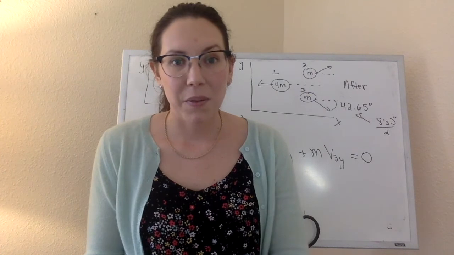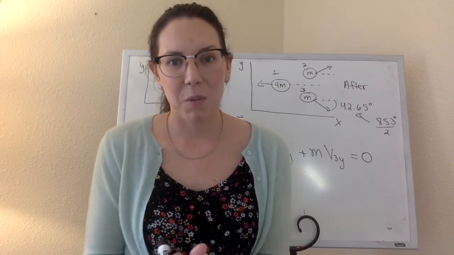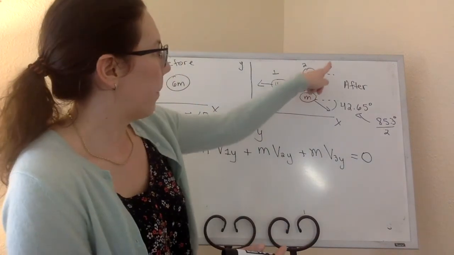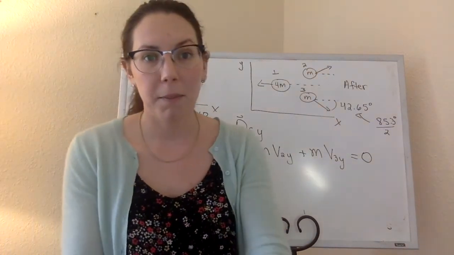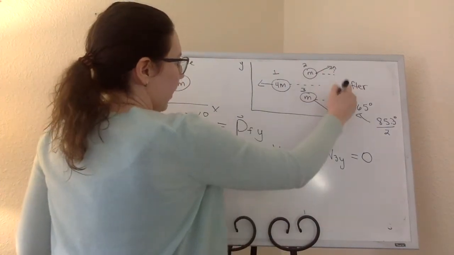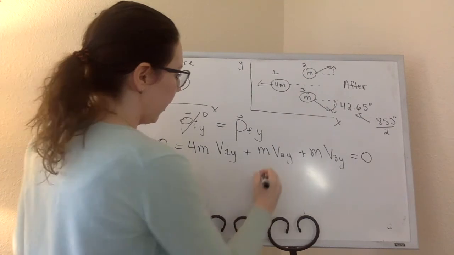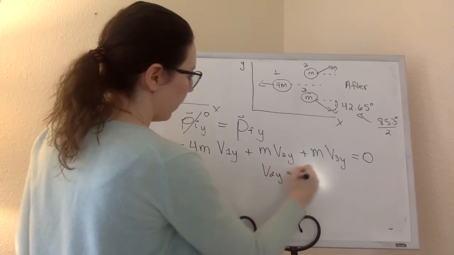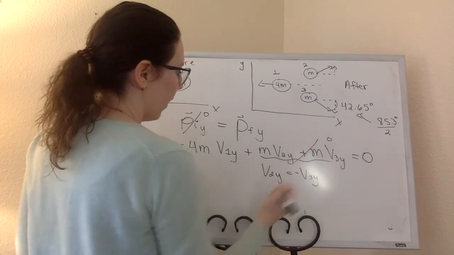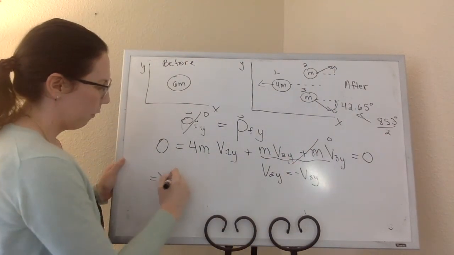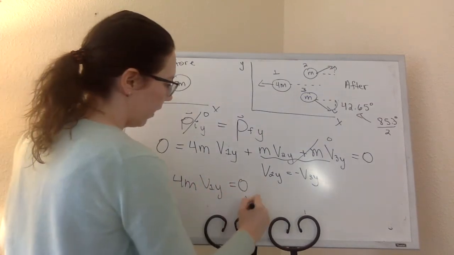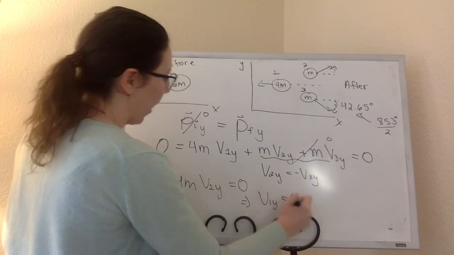But one thing we do know is that because these pieces move off at the same angle to that horizontal line, one going up and one going down, how we've set up the problem, they will have equal and opposite y components of velocity here. So we'll have v2y equals negative v3y. So these terms will add to 0. And then we'll just get 4m v1y equals 0. So v1y is 0 as expected.